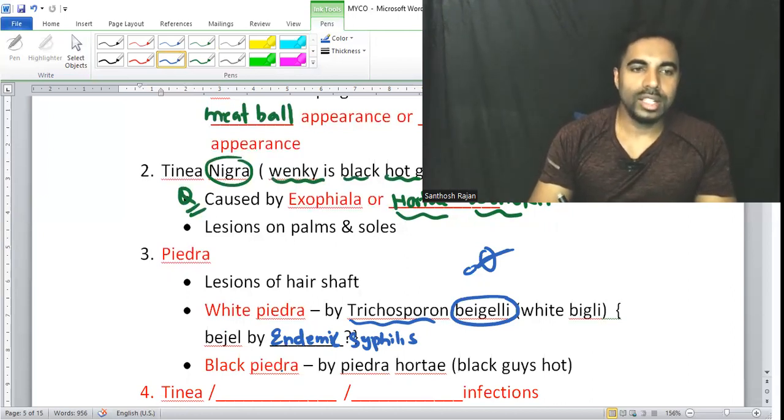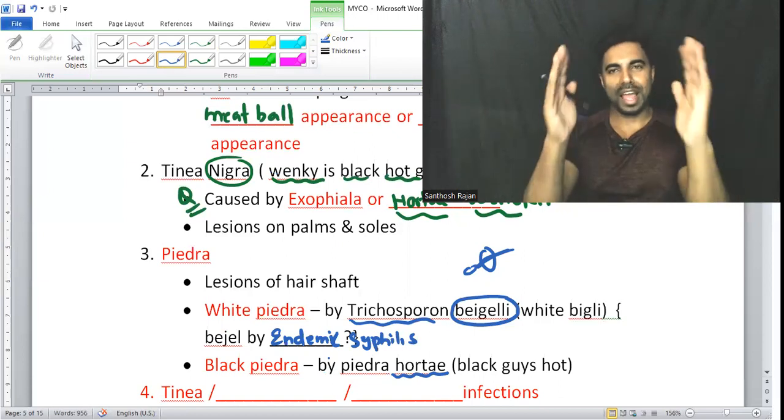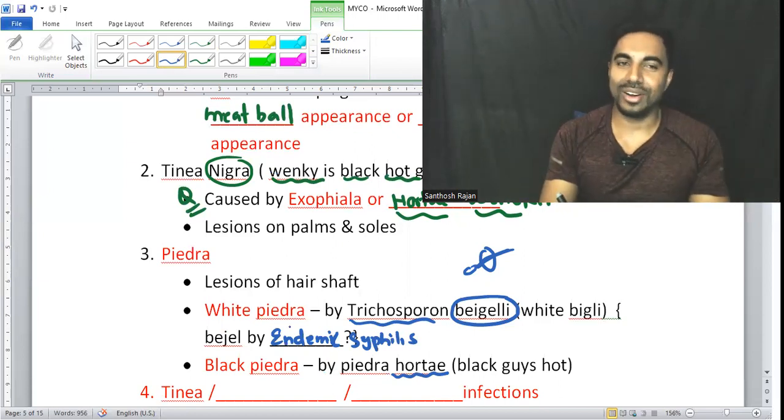Okay. Now, black piedra is black again, black hot guy. So it's piedra hortae. Black is always hot, hot, hot. Remember, either tinea nigra, Hortaea werneckii, or black piedra. So black means hot. Okay, black guys are hot guys.